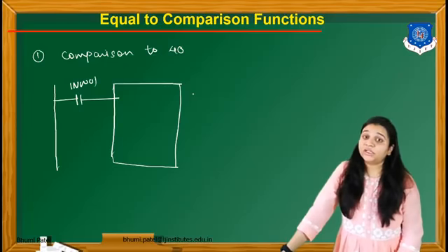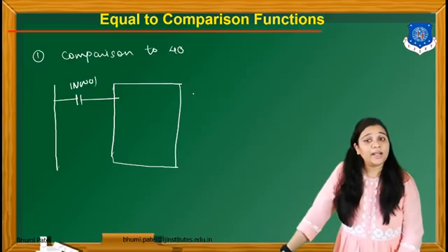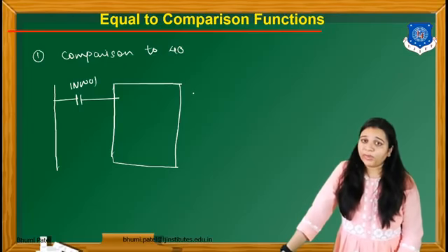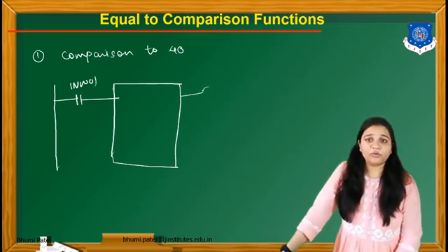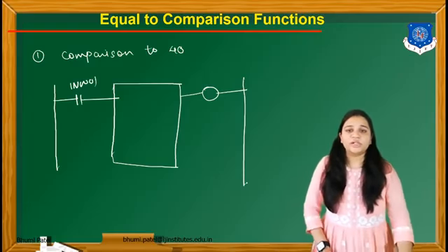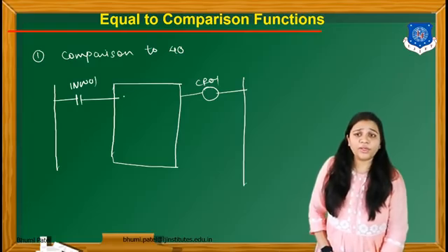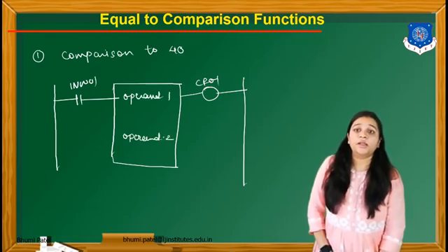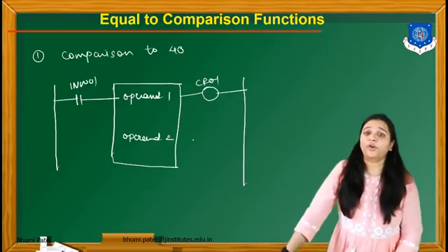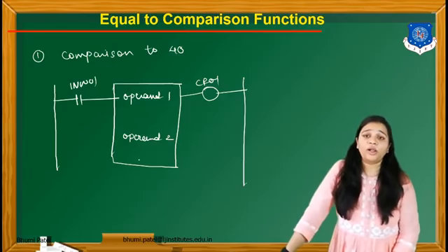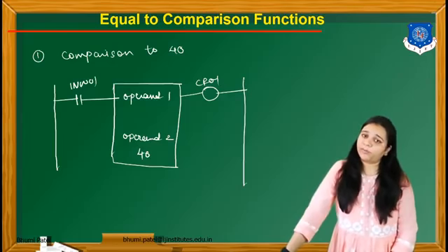If they ask the theory of the comparison function, at that time you have to draw the block format as well as the coil format. So for the comparison we have to take one input, one block format and one output. Suppose the output name is CR01. We have to take operand 1 and operand 2 here. Clear? Here we have to compare to the number 40. One number is given already, so we can take 40 as operand 2.